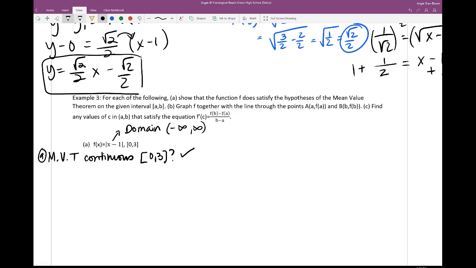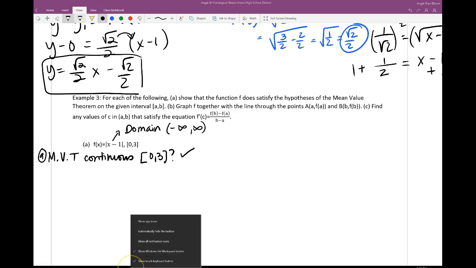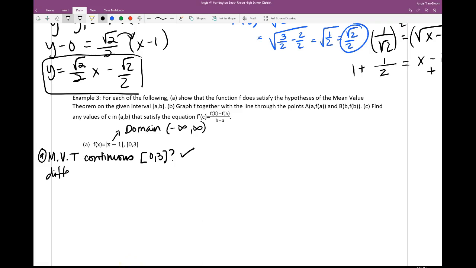Another mean value theorem condition that we have to meet is, is it differentiable from 0 to 3 non-inclusive, question mark? Well, differentiable means, is it going to have a derivative? So we're going to have to graph this out anyway on B. So let's do B right now, okay? B.